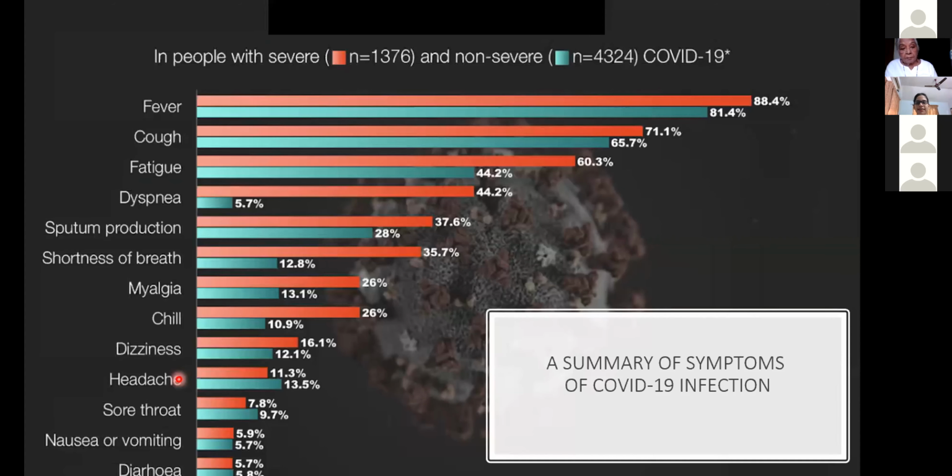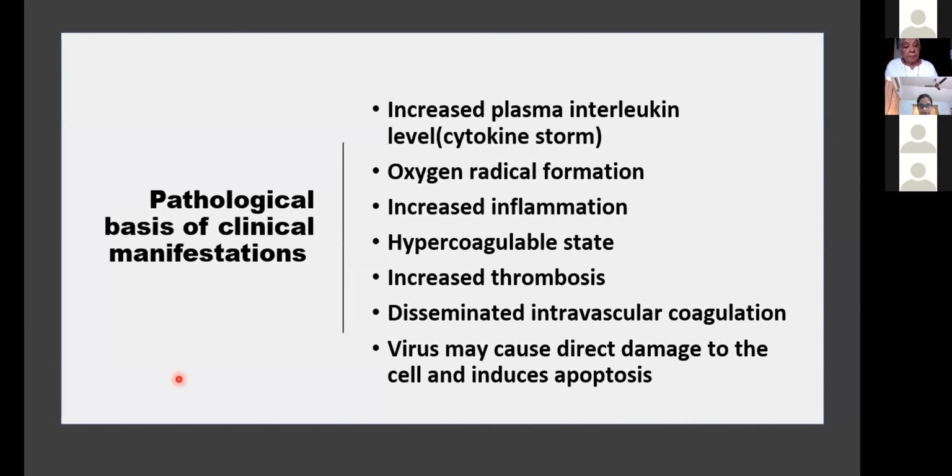The next one is a large case study, which was done in 1,376 patients who had severe COVID infection and 2,324 patients who had non-severe COVID infection. And it was found that fever is the most common symptom, followed by cough, and the least common is diarrhea. It was also to be noted that dyspnea is seen mostly in severe cases.